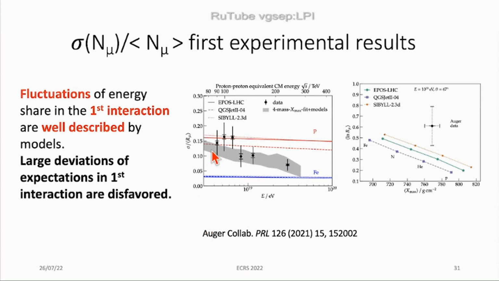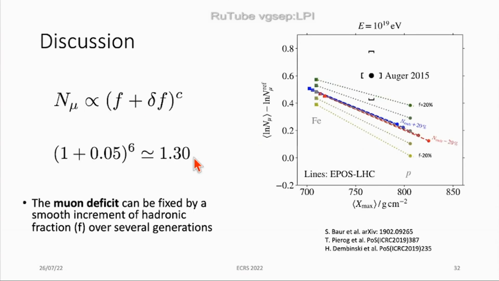Here I'm reporting on the measurements of the fluctuations of the number of muons done by Pierre Auger. These are the measurements, and these are the predictions for different hadronic models given the measured composition, and we see no discrepancy. It means that the fluctuations of the energy fraction in the first interaction are well described, which indicates there are probably no large deviations in the first interaction. So the problem with the number of muons is probably a small accumulation of mismatch over the different generations. This is what has been studied in this series of articles.